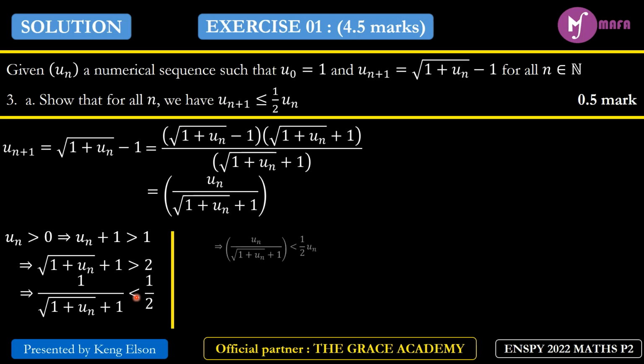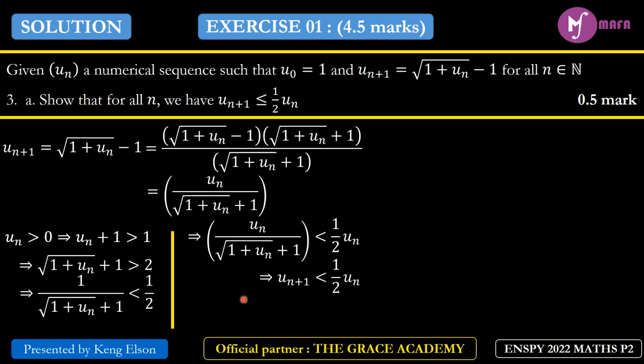Now from there, we can multiply both sides by UN, and since UN is positive, the inequality sign will still remain less than. We multiply the left hand side and the right hand side by UN, but the left hand side becomes UN plus 1, which is actually what we have here, and the right hand side is still this. So we can introduce the equality. We actually have that UN plus 1 is less than half UN. It therefore means that UN plus 1 is actually less than or equal to half UN.